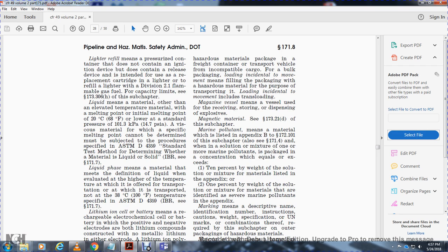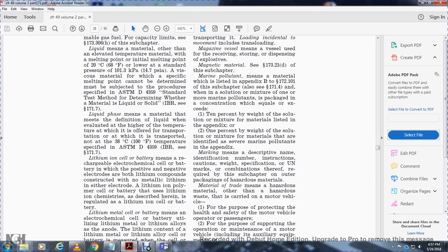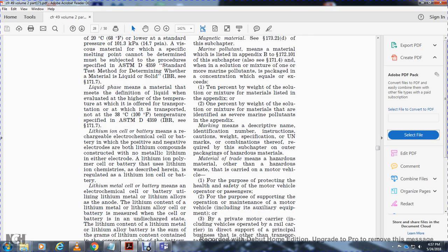Lithium ion cell or battery means a rechargeable electrochemical cell or battery in which the positive and negative electrodes are both lithium compounds, constructed with no metallic lithium in either electrode. A lithium-ion polymer cell or battery with the lithium chemistry described herein is regulated as a lithium-ion cell or battery.